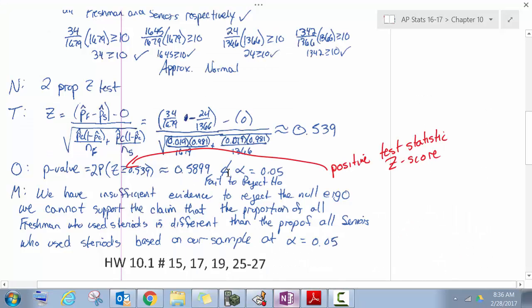Obviously that p-value is not less than alpha of 0.05, so we fail to reject. We have insufficient evidence to reject the null, ergo we cannot support the claim that the proportion of all freshmen who use steroids is different than the proportion of all seniors who use steroids based on our sample at alpha equals 0.05. So insufficient and cannot, because we failed to reject.